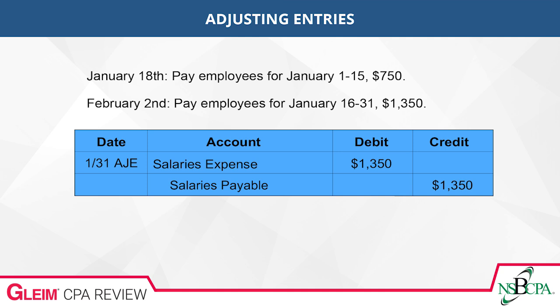We debit salaries expense for $1,350 to record the expense this month. Since as of January 31st, we had not yet paid the employees, we show a liability, salaries payable, for the amount that we owe. Now, I know what some of you are thinking, but then what will we record on February the 2nd? I thought I'd show you this here too, just to answer some of those questions that you're thinking, for those of you who are thinking ahead.